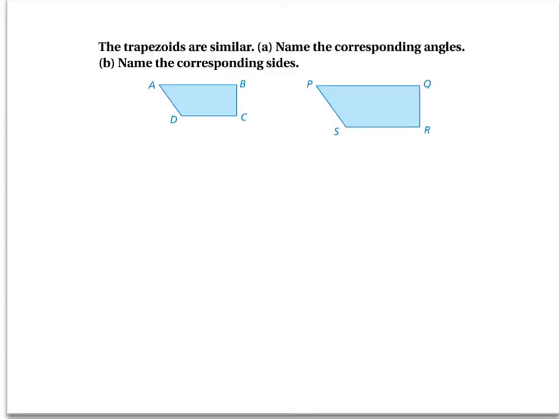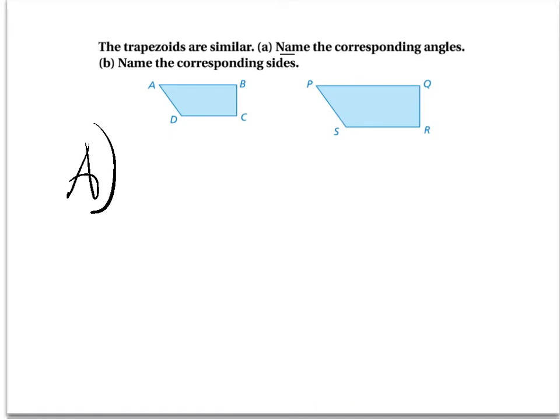Alright, I'm going to look at types of problems that you'll be doing for your assignment tomorrow. First of all, you have to pay attention to what it says about figures. Here it says the trapezoids are similar. So these two trapezoids, even though they're not the same size, they are similar to each other. That means their angles and their sides are corresponding with each other, as we just went over in the last slide. Let's start with angles.